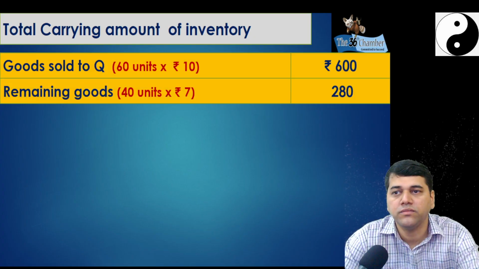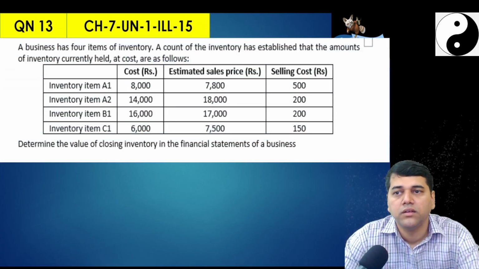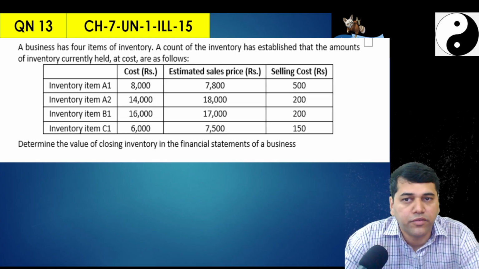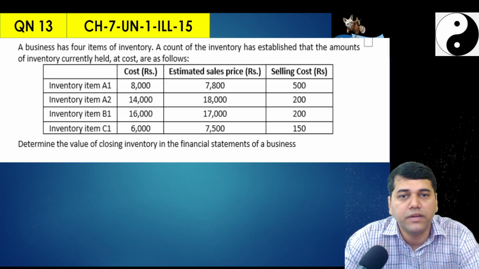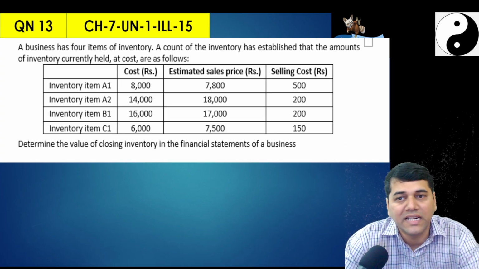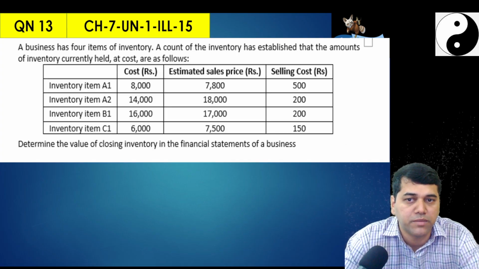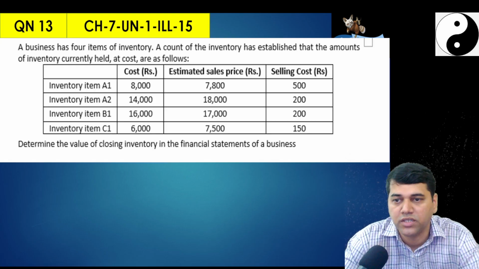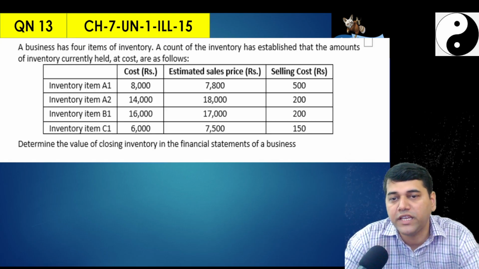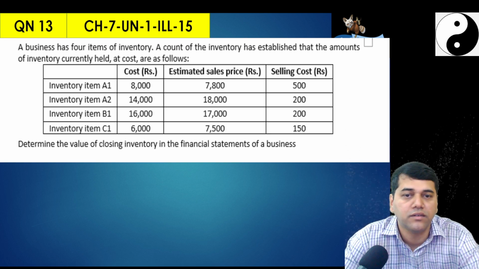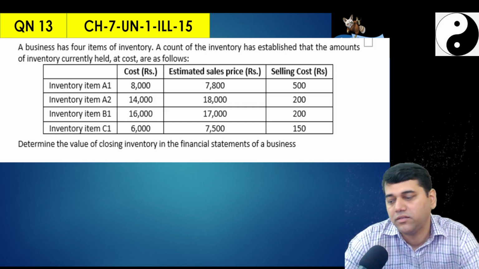Yes, next question. A business has got 4 items of inventory. A count of the inventory establishes the amount currently held. Inventory item 1, 2, 3, 4, estimated selling price, estimated selling cost. Determine the value of the closing inventory in the financial statement. Can you do this? What is the value?